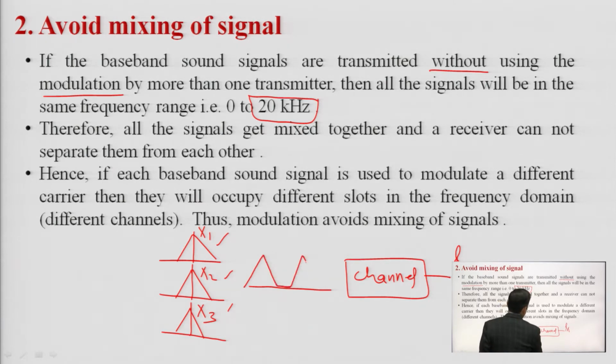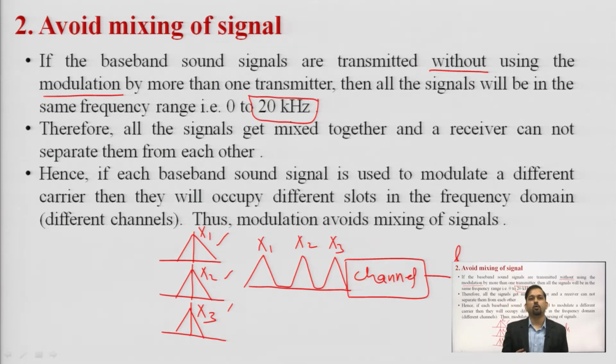first peak, second and third. This is our x1, this is x2, this is x3. We will see in our next slide how this frequency translation is achieved using modulation. So, here we can clearly see that these frequencies are different, and if we are transmitting through the channel, the information will not be mixed.